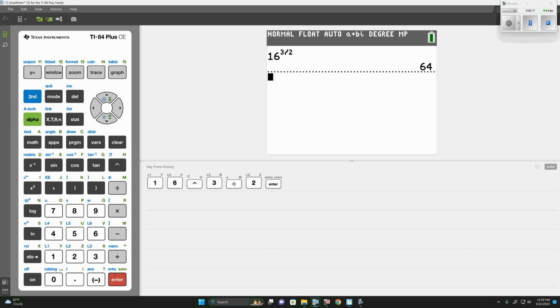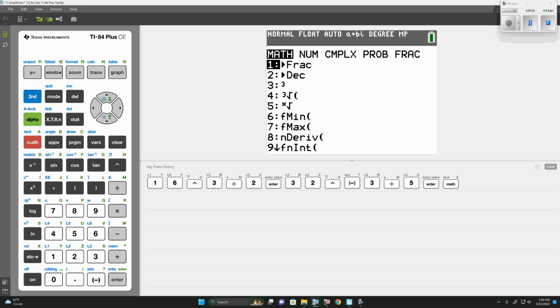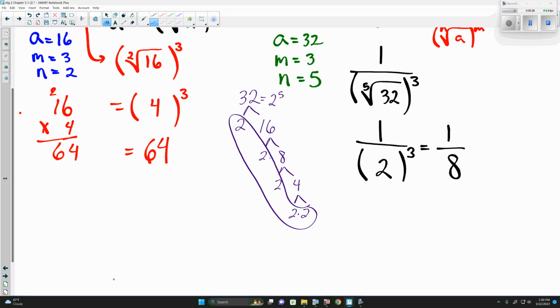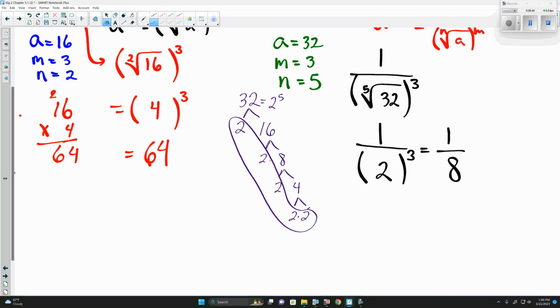And we could do it in the calculator and get 64. We could do 32 to the -3/5. But this time it gives us 0.125. But we can go math, enter, enter, and it does give us 1/8. So it does work. We could do it in the 30xs. We can do it in either calculator, and it would give us an answer.